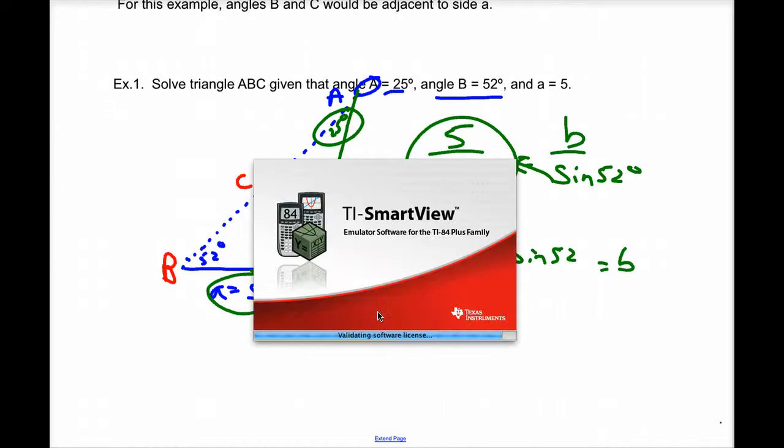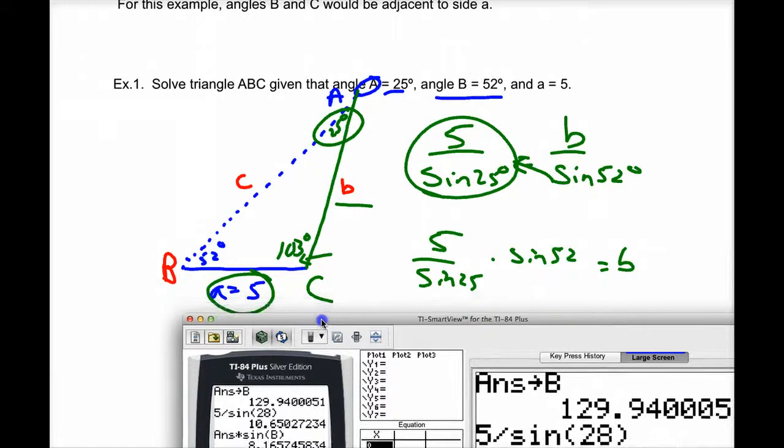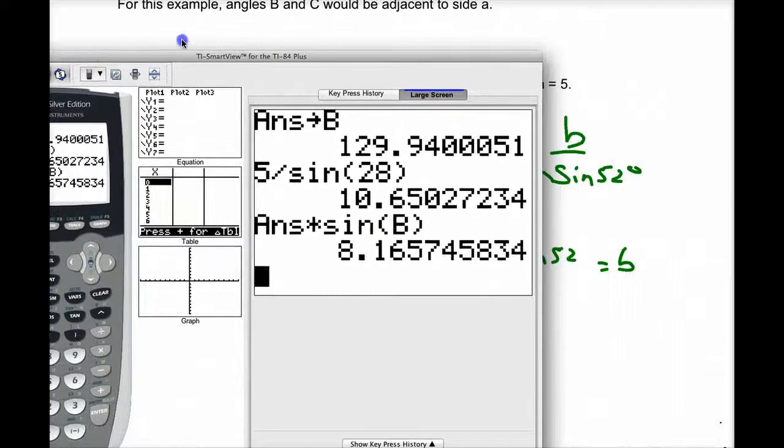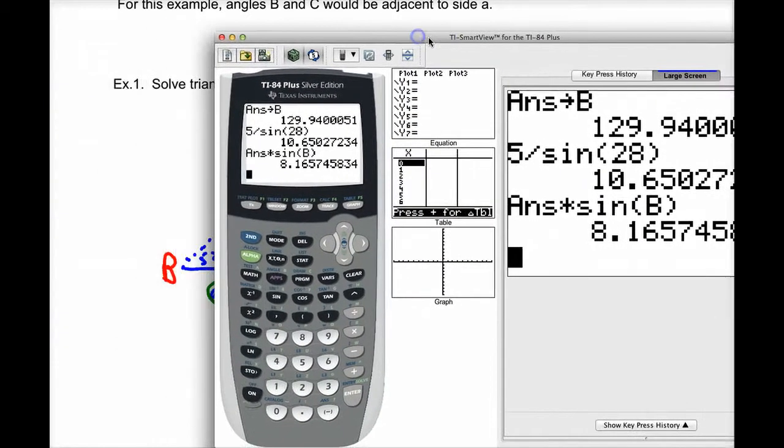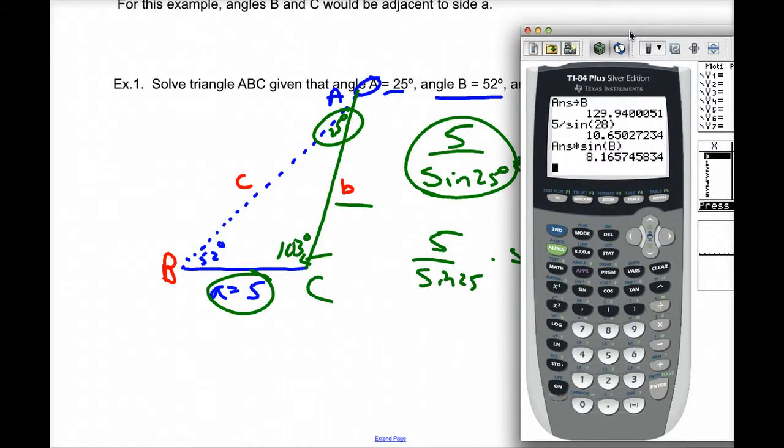I can get my calculator up here. Make sure your calculator is in degrees. I had a problem with that earlier. I used a different calculator here, and I forgot, and I got a weird answer. I'm like, okay, that doesn't make any sense. Must be in radians. So I need to do 5 divided by sine 25.